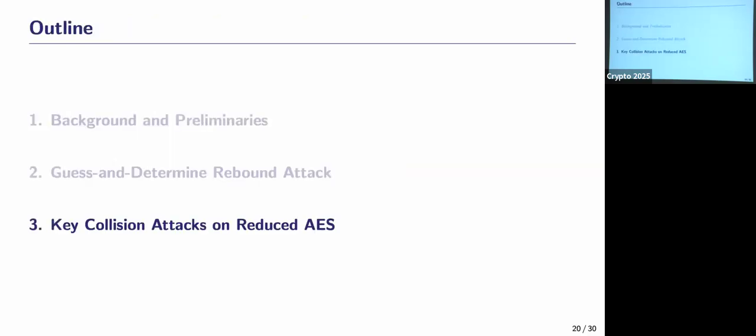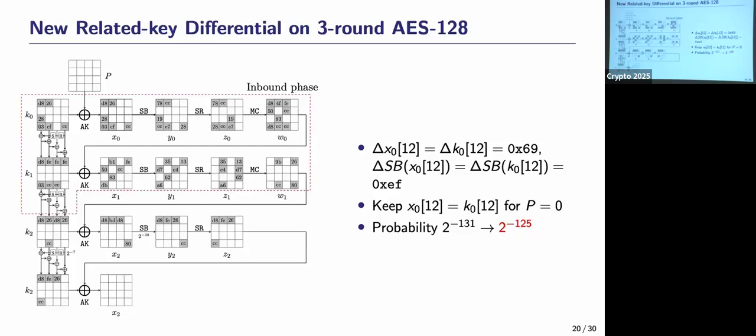We apply the new GD rebound attack to K-collision attacks on round-reduced AES. We detail the attack on 3-round AES-128. We give a new related key differential. If we use the same way with Tayama et al. to calculate its probability, it will be 2 to the minus 131, which is infeasible for a key collision attack.